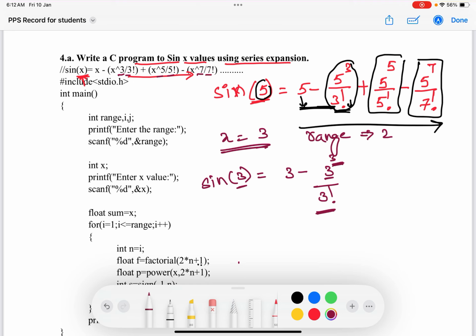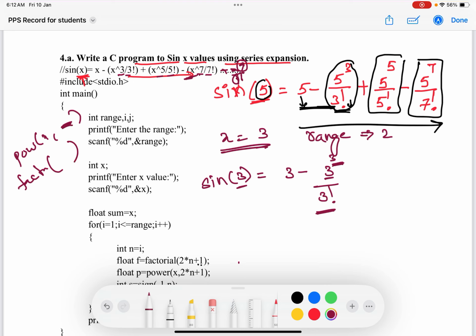Next term will be what? Plus x power 9 by 9 factorial. So the power term and the factorial term are the same. Now the power term is power to be calculated for x. If I write a power function, power of x comma some value, and if I calculate a factorial function, the same value I have to calculate.